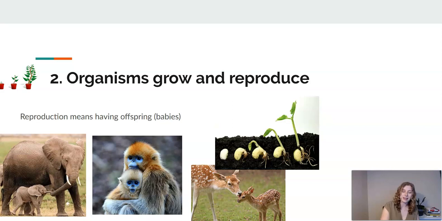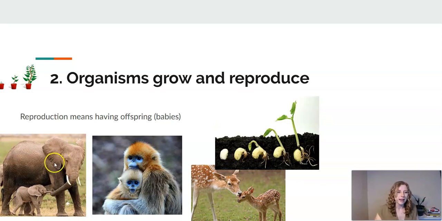The second thing that all living things do is grow and reproduce. I don't know about you, but I'm not the same height that I was when I was 5. So all living things, whether they are humans or plants or animals or bacteria, have the ability to grow throughout their life. Now they can also reproduce. What is reproduction? That's just having offspring or having babies, basically.